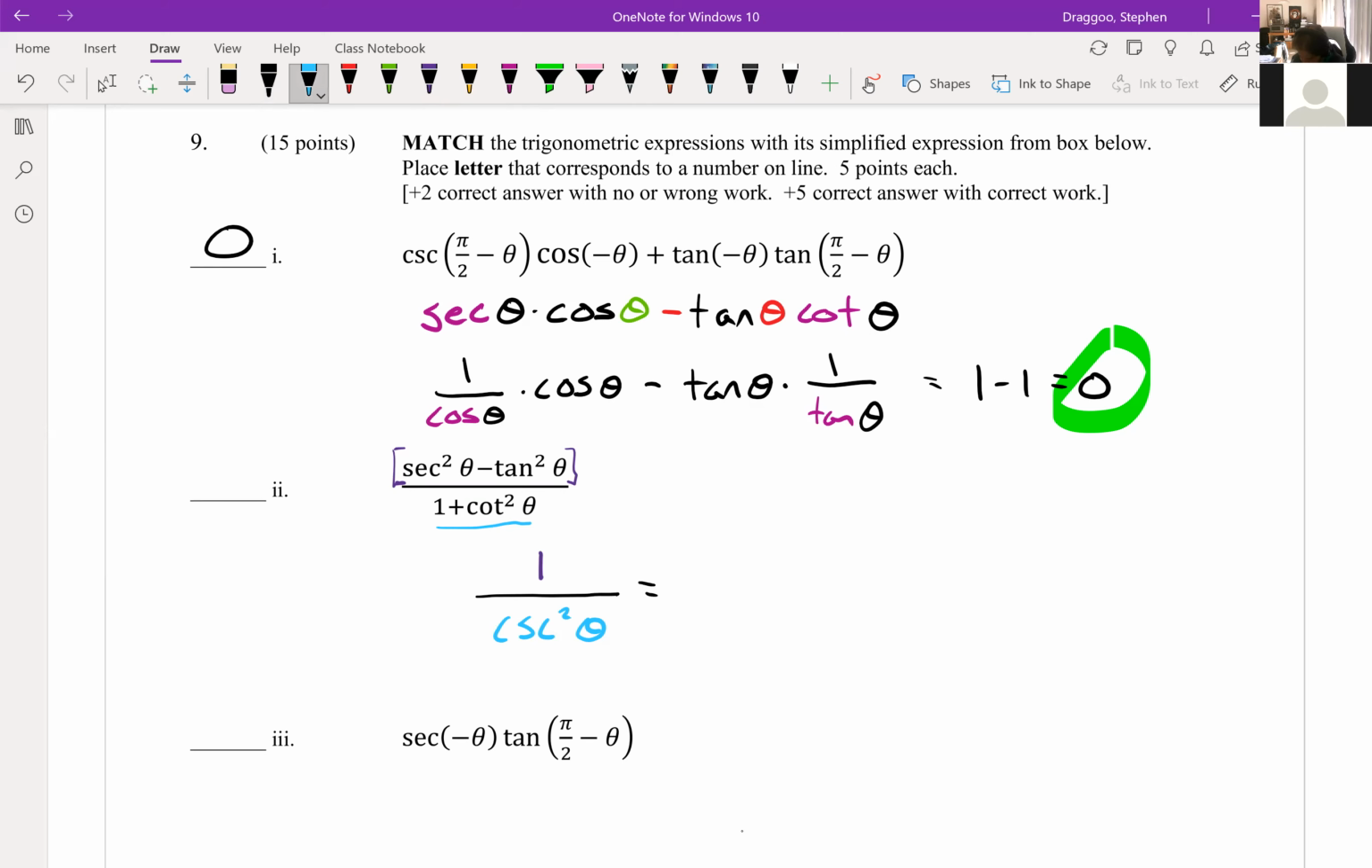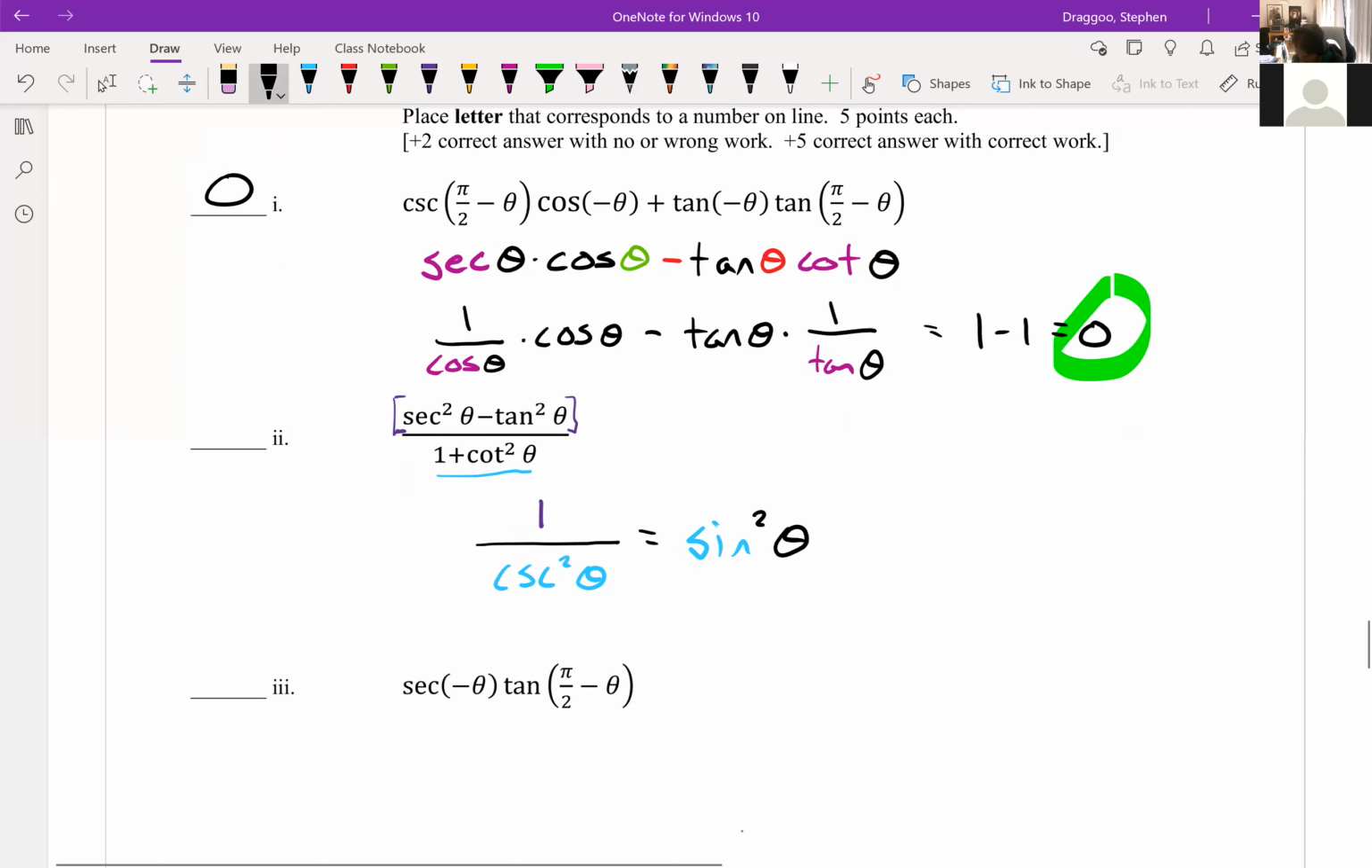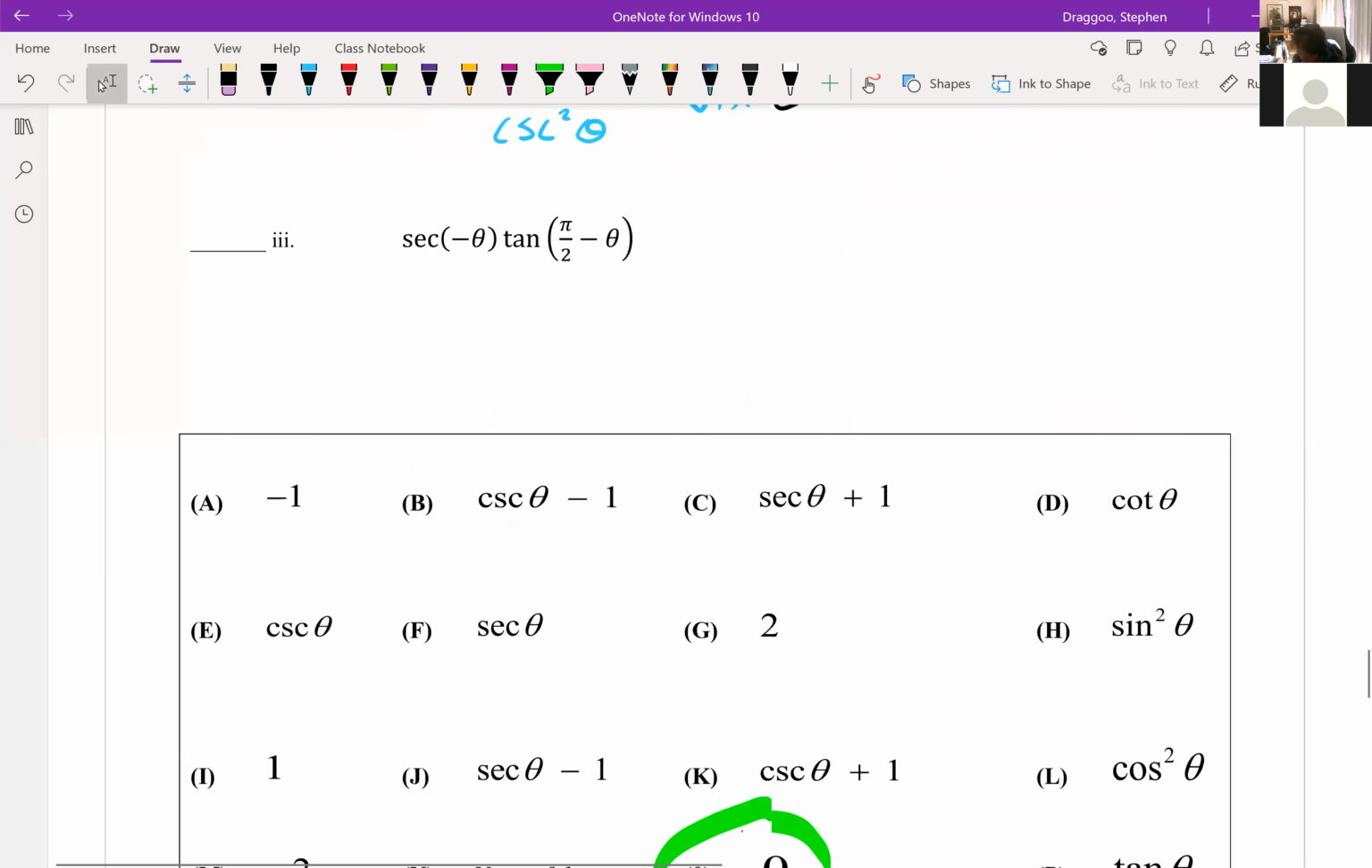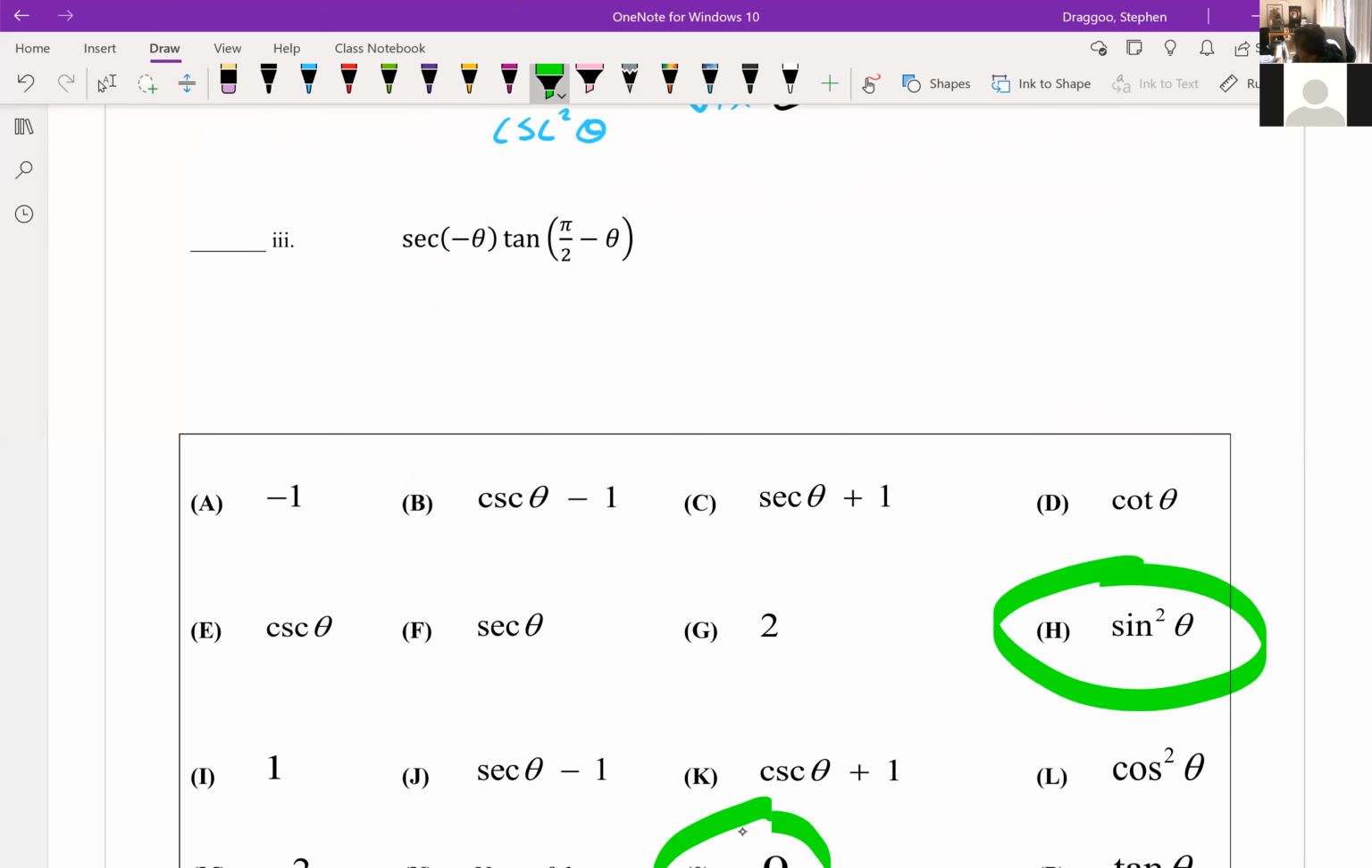If we simplify that, 1 over cosecant is sine. So this thing must be sine squared theta. So hopefully sine squared of theta is an option. It is. H.